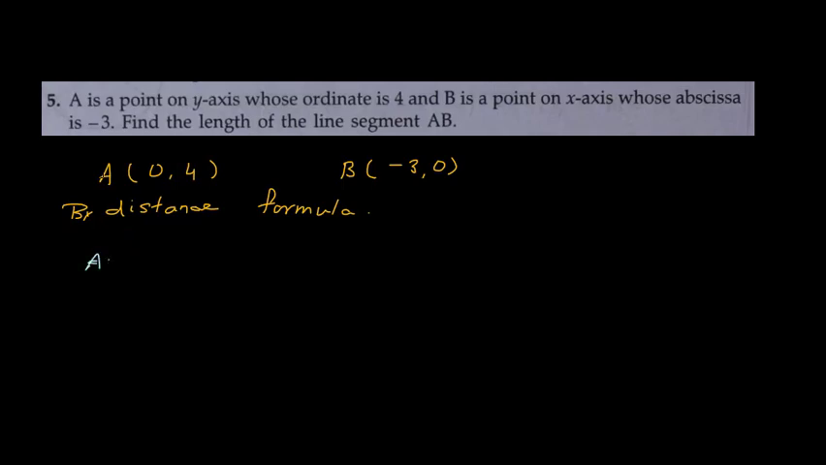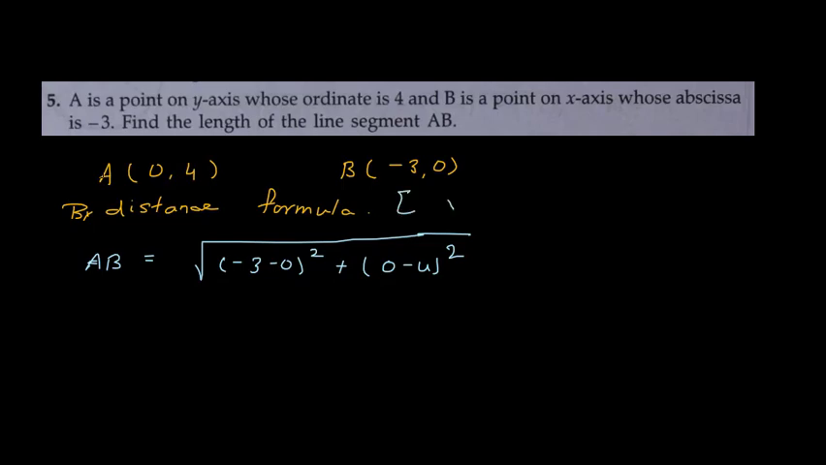I will say that this AB distance is equals to root of, now x2 is minus 3, minus 0 the whole square plus this 0 minus 4 the whole square. Okay, by distance formula here in bracket you can write the formula as root of x2 minus x1 the whole square plus y2 minus y1 the whole square. Okay, this is your distance formula.